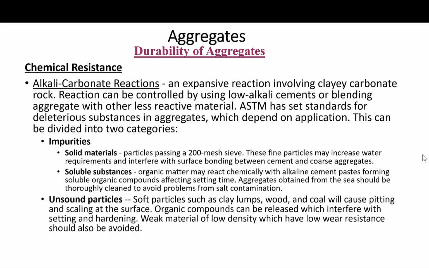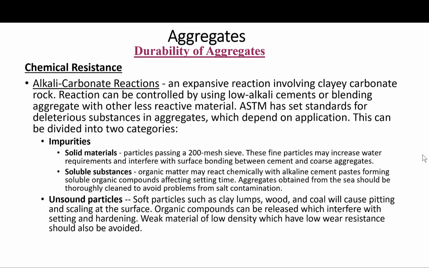I mean, if you have the choice, you will not use aggregates with potential carbonate reaction or alkali aggregate reactions. But sometimes you have no choice. So ASTM has set standards for deleterious substances in aggregates, which depend on application. This can be divided into two categories of impurities.